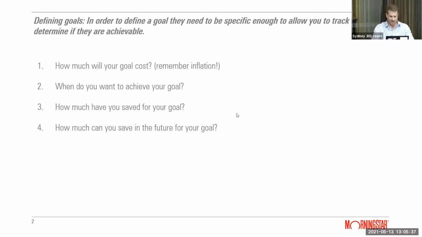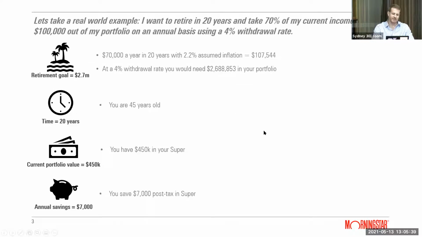All right, so let's go through an example. So this is where we're going to go back and forth. So we're going to use a real example here. And the example is I want to retire in 20 years and take 70% of my current income of $100,000 out of my portfolio on an annual basis using a 4% withdrawal rate.